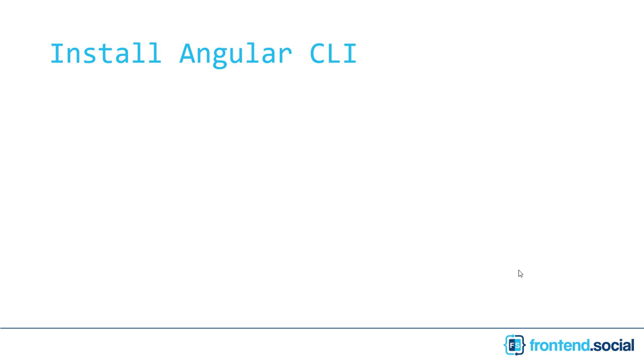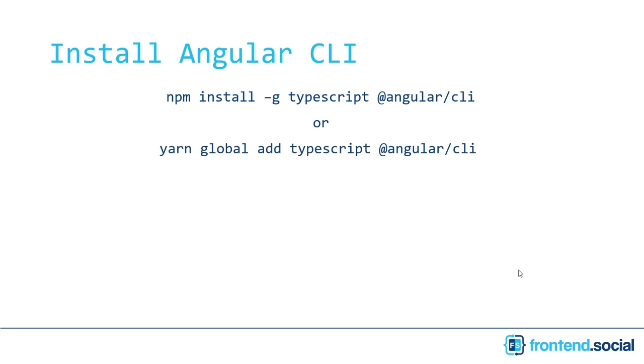So let's look at the installation part now. You have to fire npm install command, where you will be installing TypeScript and Angular CLI package globally. That's why there is a -g in between. But if you are using yarn, then you can fire a yarn command respectively.